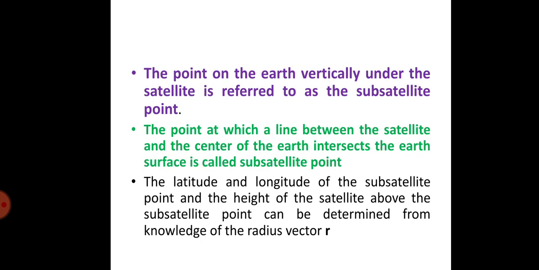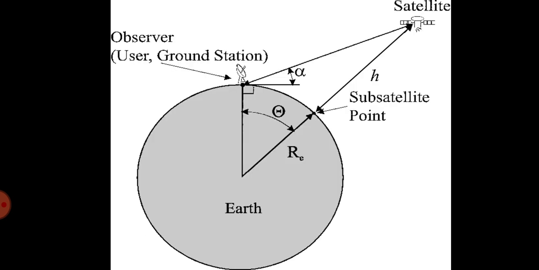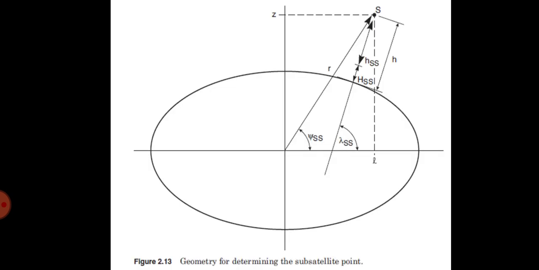And next, let us have an insight of sub-satellite point. The point on the Earth vertically under the satellite is referred to as the sub-satellite point. The point at which the line between the satellite and the center of the Earth intersects the Earth's surface is called the sub-satellite point. The latitude and longitude of the sub-satellite point and the height of the satellite above the sub-satellite point can be determined from the knowledge of the radius vector. The point joining the satellite and the Earth radius, which intersects the Earth's surface, is called the sub-satellite point.